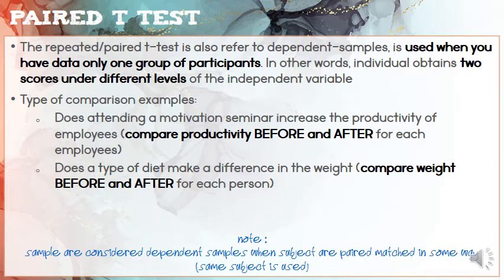Contoh comparison. Does attending a motivation seminar increase the productivity of employees? So what are we trying to do here is employee yang sama, cuma kita tengok productivity level sebelum dia attend seminar dan selepas dia attend seminar. Or another example is, does a type of diet make a difference in weight? So kita nak compare weight before diet and after diet for each person. So please take note that sample are considered dependent sample when subject are paired or matched in some way. So di sini sebenarnya you ada the same subject used.